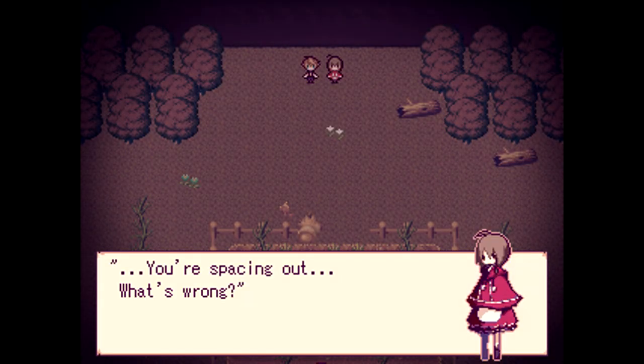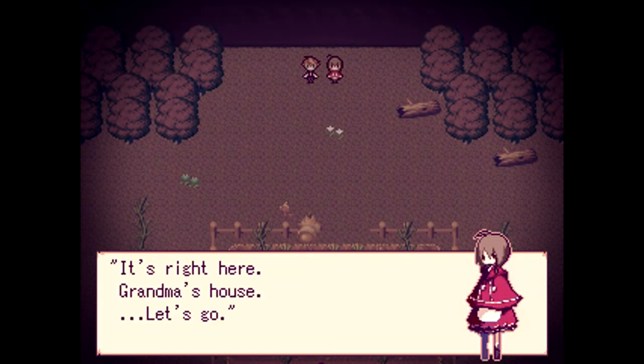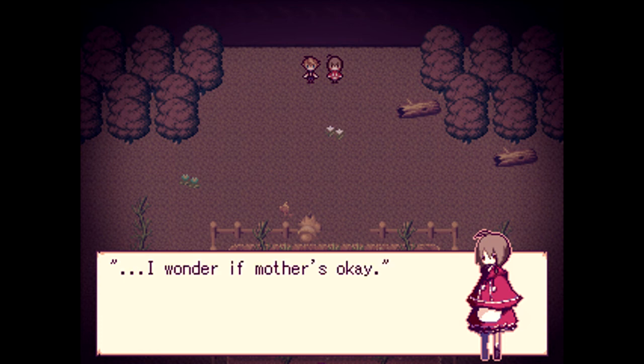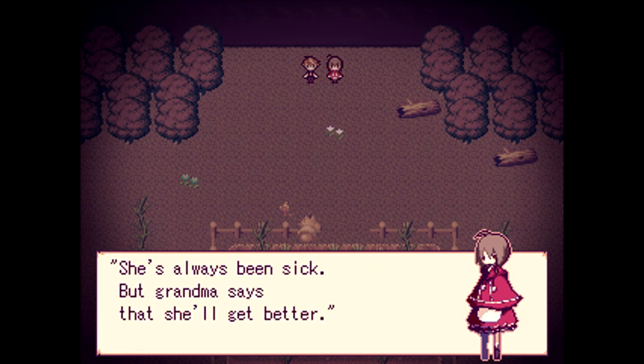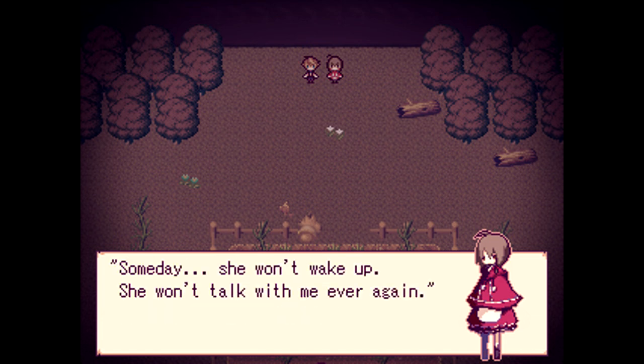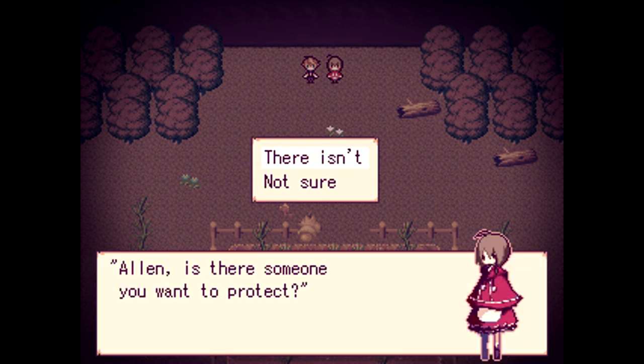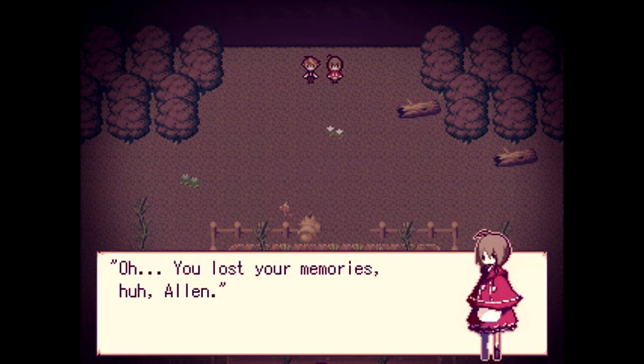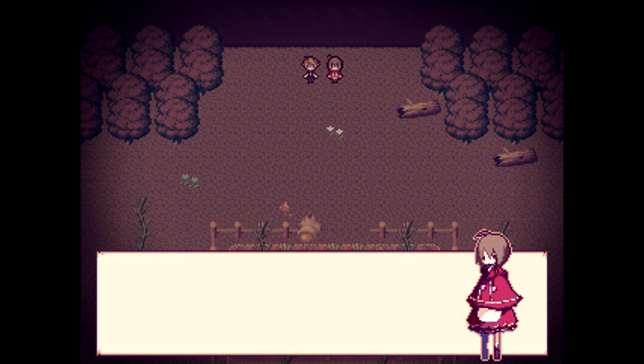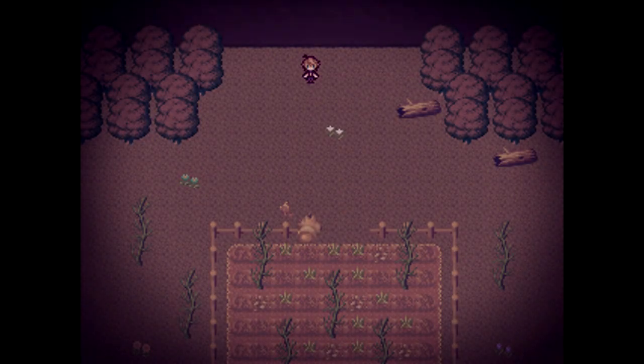You're spacing out. What's wrong? It's right here, Grandma's house. Let's go. I wonder if Mother's okay. She's always been sick, but Grandma says that she'll get better. Someday, she won't wake up. She won't talk with me ever again. When I think about that, I cry a lot. Father's all red. It's scary. Al, is there someone you want to protect? I don't know. Oh, you lost your memories, huh, Alan? I didn't mean to. I'm sorry. Let's go. It's getting a little cold and it's kind of scary here. Okay.